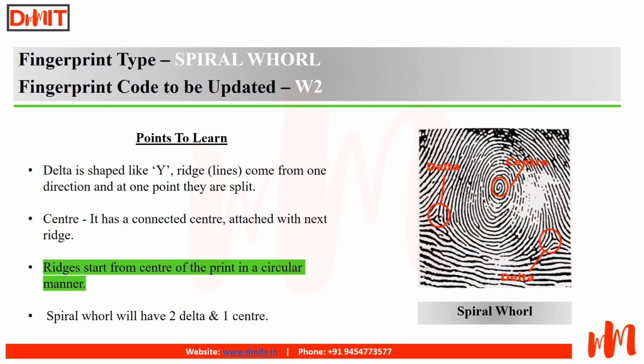The ridges start from the center of the fingerprint in a circular manner. So also in this case, the ridges move around the center in a circular manner. Also in case of spiral whorl, we have two deltas and one center, as you can also see in the image. And the fingerprint code to be updated in this case is W2.